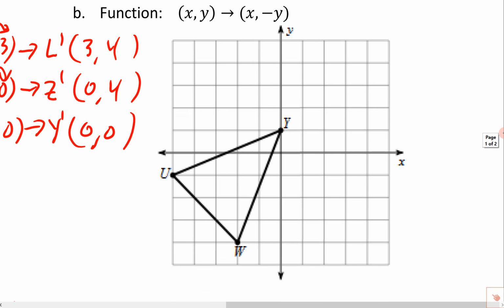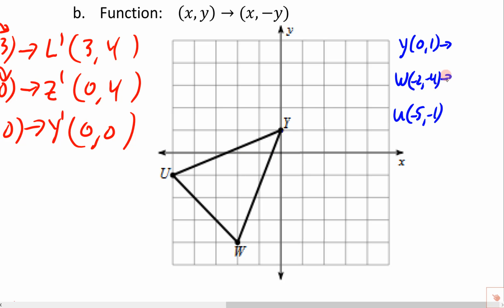Okay, so let me slide this down. It takes (x, y): x stays exactly the same, and then y becomes the opposite of what it used to be. So I'm going to write down Y is (0, 1). W is, let's see, back 2 and down 4, so (-2, -4). And U is, let's see, back 5 and down 1, so (-5, -1).